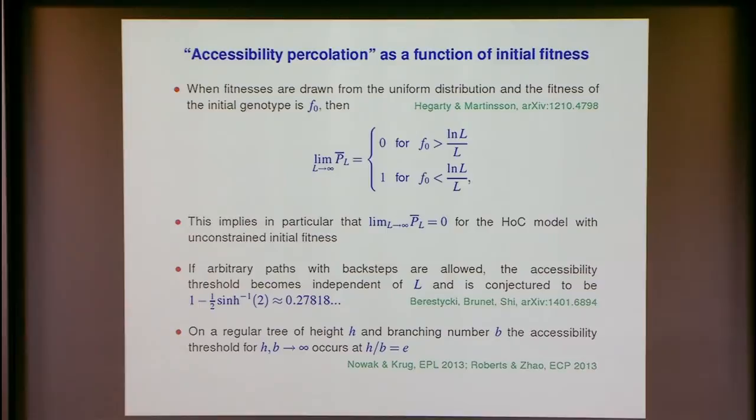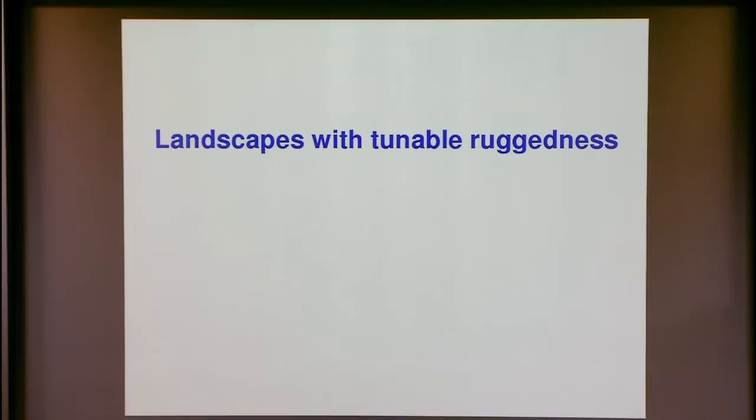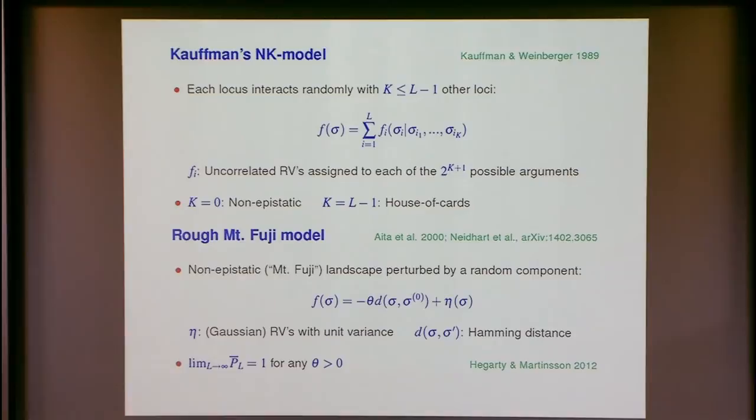Okay, so this is very nice, but of course this House of Cards model is not really realistic if you look at the data. So there is clearly a need for models that have intermediate ruggedness. And so there's been some interest also in these tunably rugged models. In particular, Kauffman's NK model should be mentioned here, and I'll talk about that a little bit more.